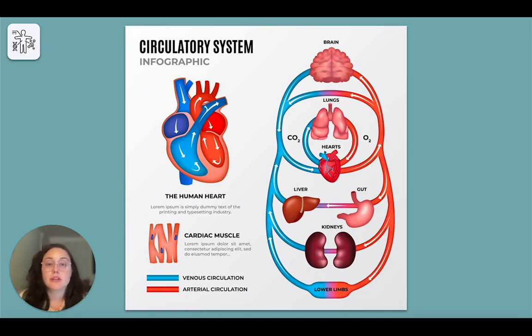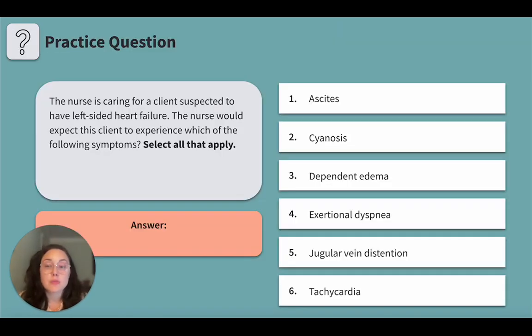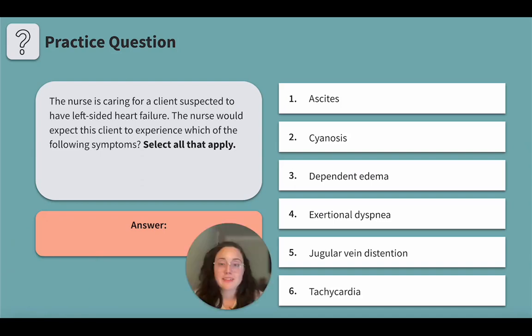So now that we pulled our knowledge of left-sided heart failure to the front of our mind, and we went through each of the answer choices, which ones will apply to left-sided heart failure? I'll let you pause on this question again, think about some answers, and then get back to me when you're ready. You ready? All right, if you answered cyanosis, exertional dyspnea, and tachycardia, you are correct.